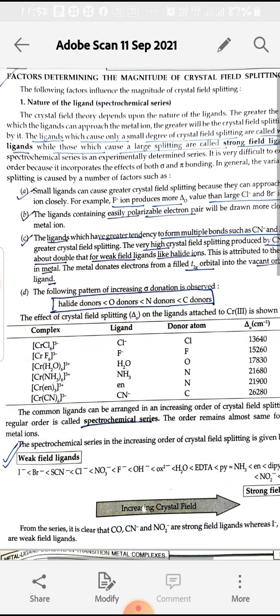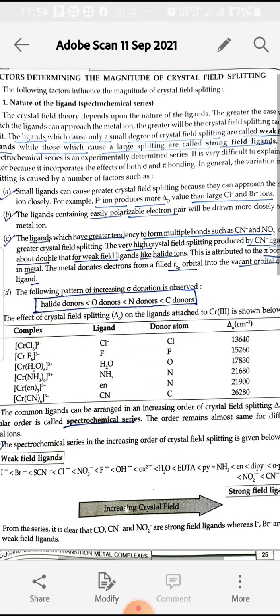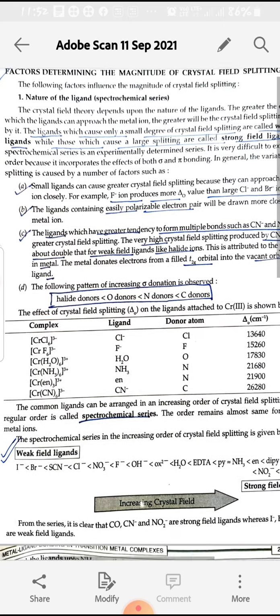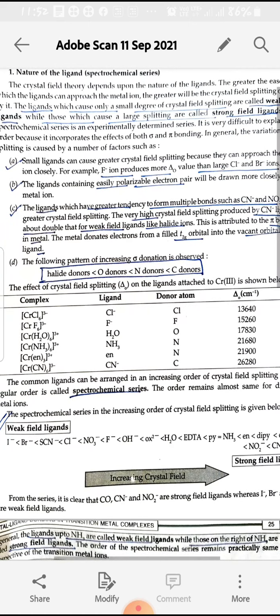There are two types of ligands: strong field ligands and weak field ligands. The ligands which cause large splitting are called strong field ligands, and the ligands which cause a small degree of crystal field splitting are called weak field ligands. This splitting is caused by a number of factors. If the ligand size is small, that will cause greater crystal field splitting, as they will approach the central metal ion very closely.